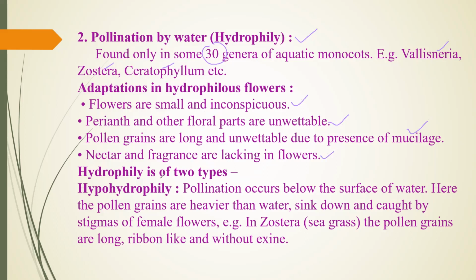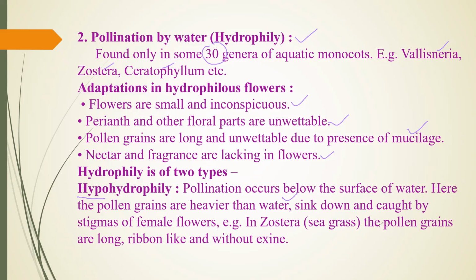Hydrophily is of two types. First one is hypohydrophily. So hypo means below the average. Then आपण hypohydrophily म्हणतो. So pollination occurs below the surface of water. So we call this hypohydrophily. Here pollen grains are heavier than water, so they sink down and are caught by the stigma of the female flower.